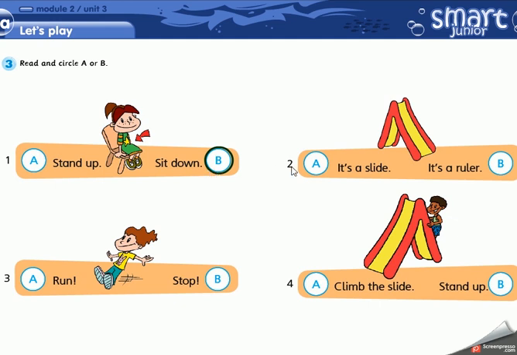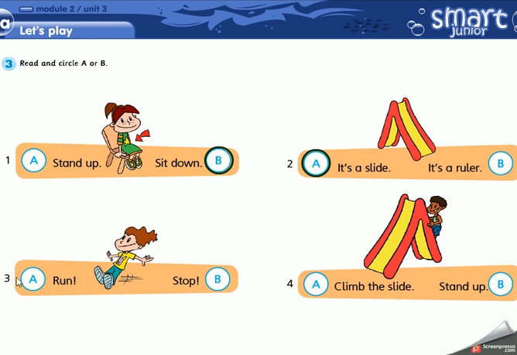Let's see number two. Now we have the picture. It's a slide. B, it's a ruler. Is it A or B? It's a ruler. Is it A or B? It's a slide.